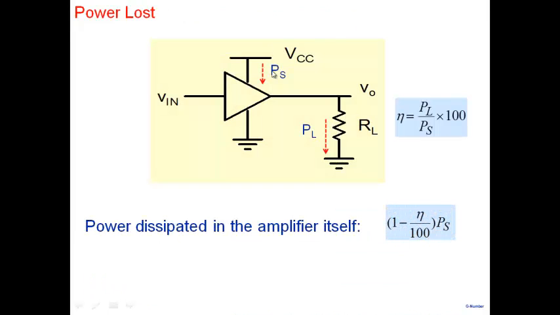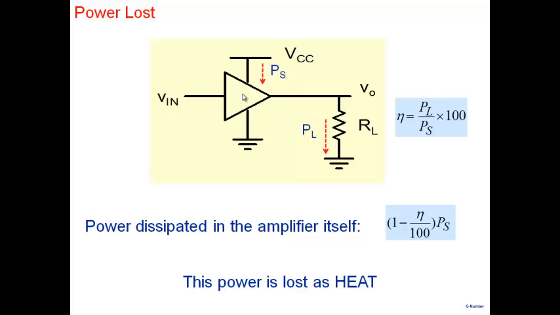So if PS is the power taken here, PL is the power given to the load, and efficiency is PL by PS, then (1 minus eta by 100) into PS is the power that is dissipated in the amplifier itself. And that power, as I said, is dissipated as heat. If you have resistors, some of the power is dissipated in the resistor. The remaining would be dissipated in the transistor itself.